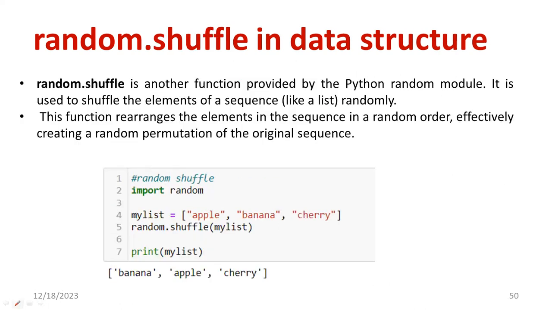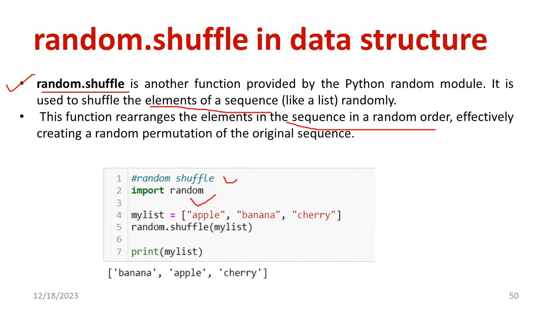Now I would like to discuss what we mean by random.shuffle. You know what shuffling is: changing the sequence or changing the order. That is why we use shuffle, to change the sequence of elements. As you can observe, we have already imported the random module, and we are talking about random.shuffle.